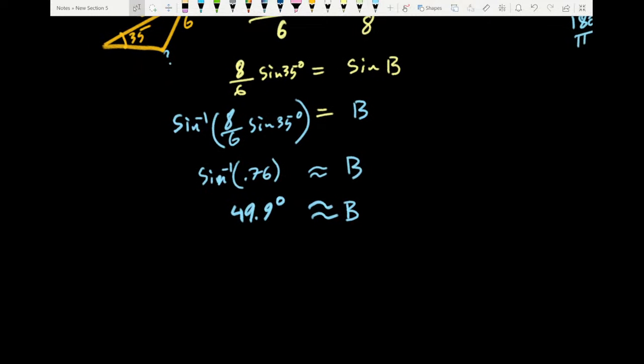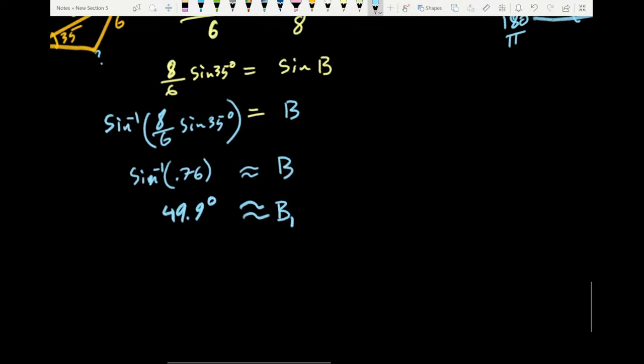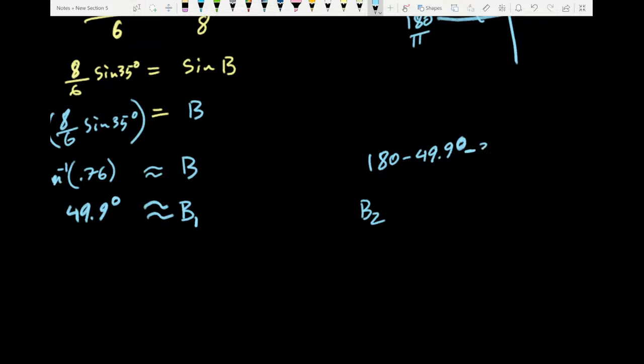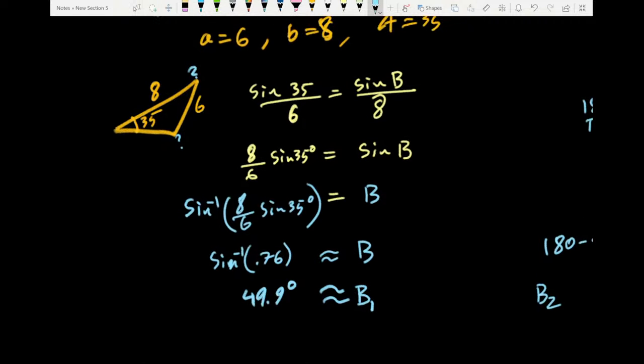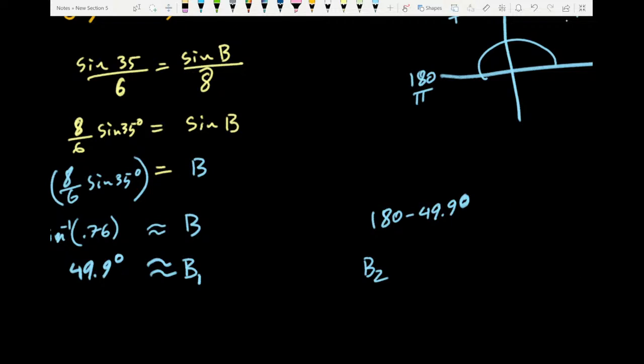Now this is what I'm going to do. That's one possible angle. The other possible angle, B2, would be: take this and subtract it from 180. 180 minus 49.9, I get that the possible angle over here is 130.1. We're going to come back to this angle in a bit.